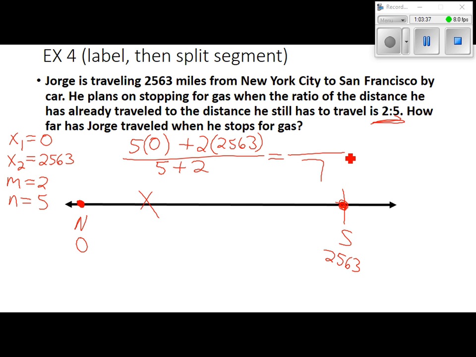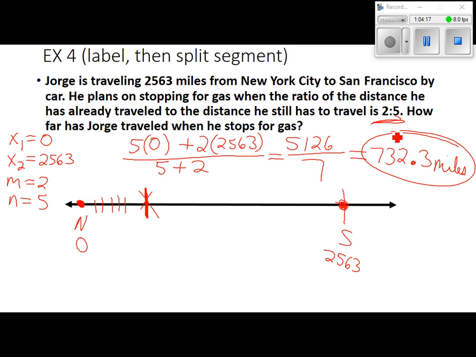Anybody do the top for me yet? 5,126. And what are we going to do with that? Divide it. So somebody divide it up for us, even if it doesn't come out even. 7. We'll get some idea. 732.3. Anybody else get that? Yeah. So if we were to actually number this, what number would we be at here? 732.3. In this case, that's telling us that he wants to drive how many miles before he stops? 732 miles before he stops. That's our answer.